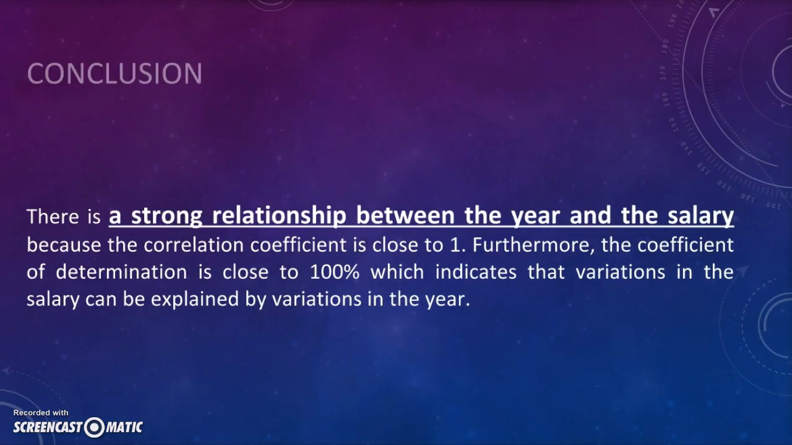Finally, we can conclude that there is a strong relationship between the year and the salary because the correlation coefficient is close to 1. Furthermore, the coefficient of determination is close to 100%, which indicates that variations in the salary can be explained by variation in the year.